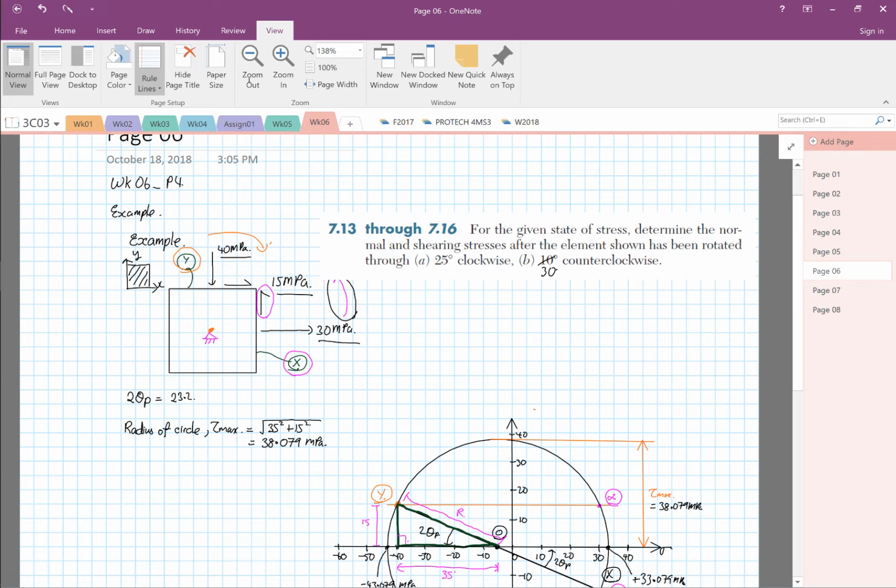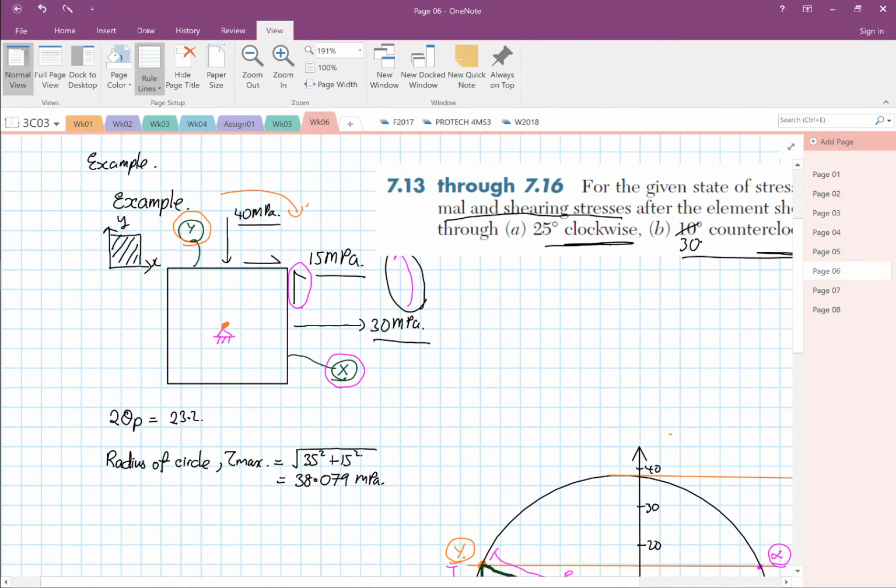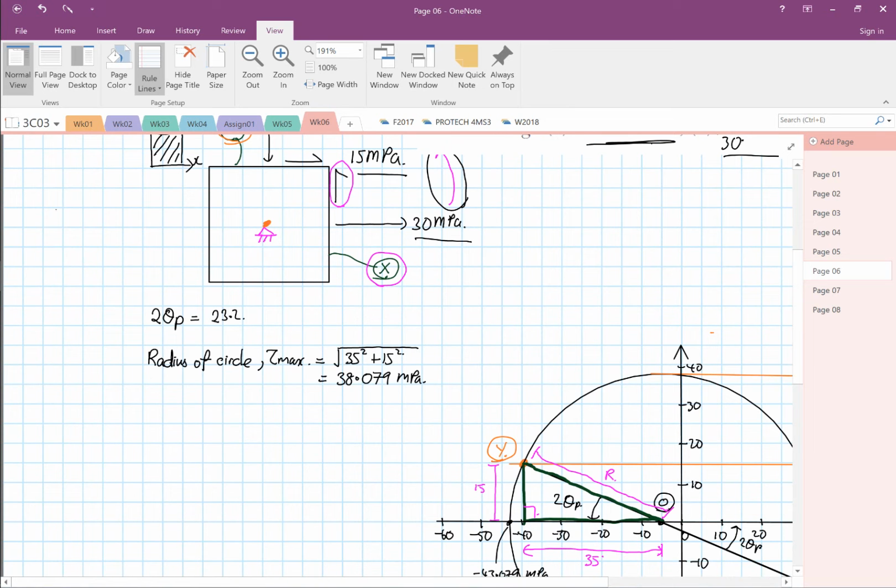I'm going to do another example. For this case, we are going to determine the normal and shear stresses after the element has been rotated 25 degrees clockwise, and the next one is 30 degrees anti-clockwise. So 25 degrees clockwise rotation. Let's start with A.